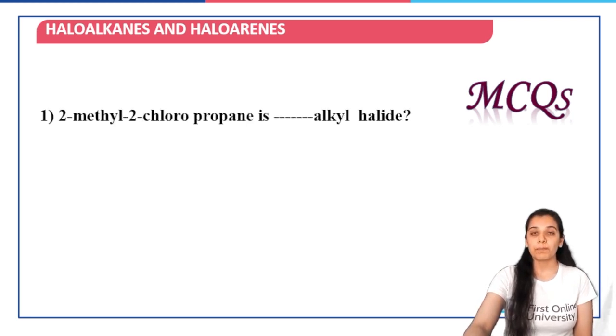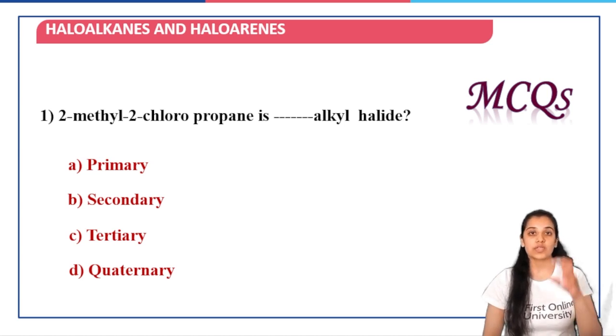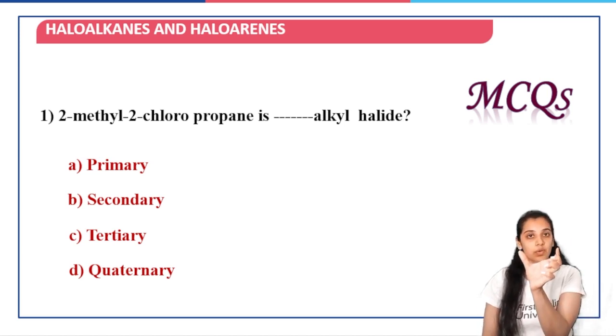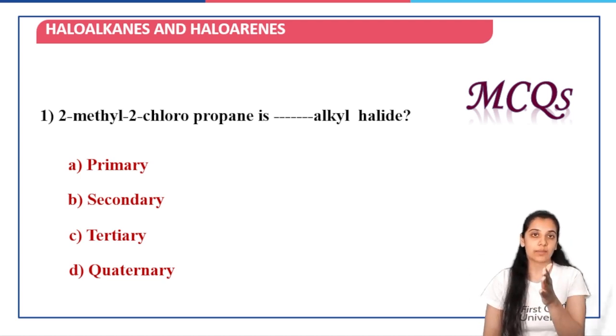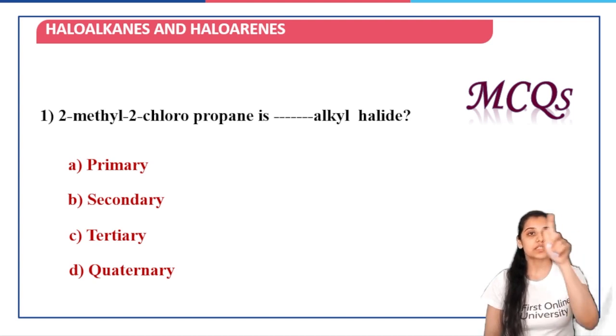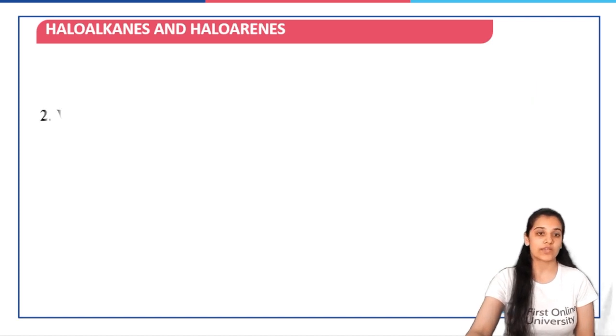2-methyl 2-chloropropane is dash alkyl halide: primary, secondary, tertiary or quaternary. You can draw the structure of 2-methyl 2-chloropropane. We have propane, and to this carbon atom, CH3, CH3, there is another CH3 attached and there is one Cl attached. Since this carbon atom is further attached to three other carbon atoms, we call it tertiary alkyl halide. So whenever it is asked, draw the structure and then answer the question.